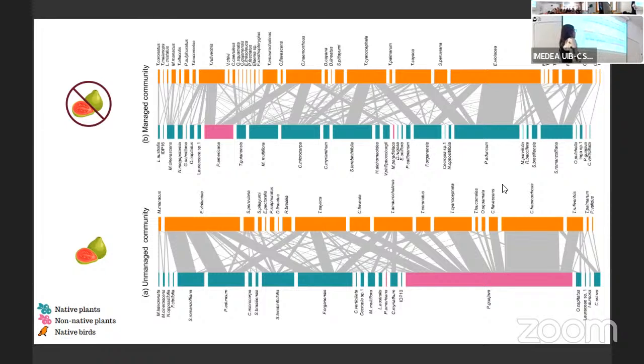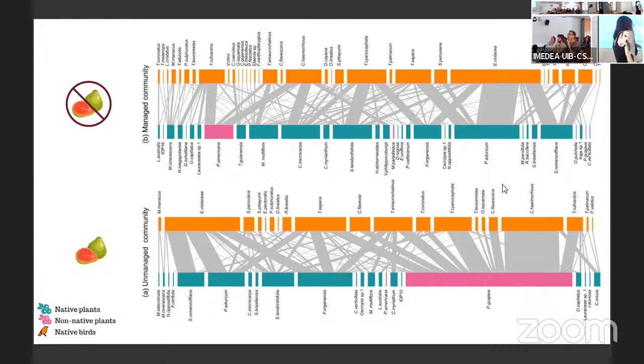Here are the networks. The gray nodes represent native plants, and the pink ones, the invasive plants, the non-native plants, sorry. Here you can see guava. And all the orange nodes are native birds. All the birds were native in this study. So below we have the unmanaged network, where we can clearly see that guava is present. And on top, the managed network.